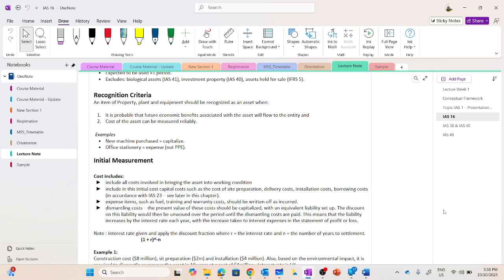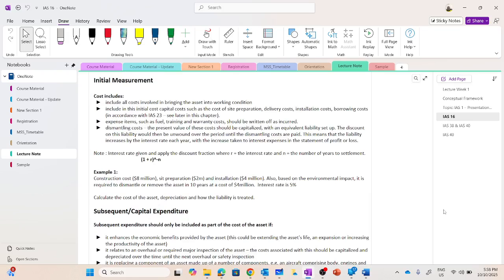So now we are going through the measurement. It is very important we know the two types of measurements. We have the initial measurement and we have the subsequent measurement. For the initial measurement, we are going to look at all directly related costs in bringing the asset into working condition. This is the key thing you need to know. When we are talking about cost, it means all directly related costs in bringing the asset into working condition. All these costs should be capitalized, included within the calculation of the value of the asset.